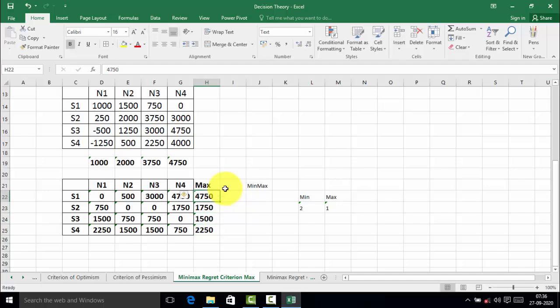Now we have found the maximum value of each alternative. Now we want to find the minimum value of those maxima. The minimum value of that max is this, 1500. Therefore we can say that strategy S3 is selected according to the minimax regret criterion.